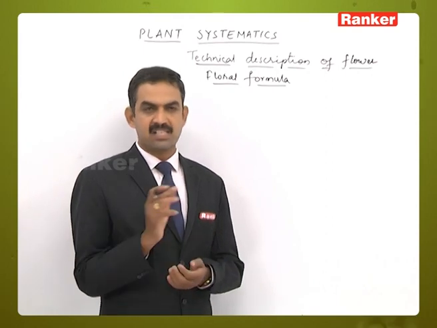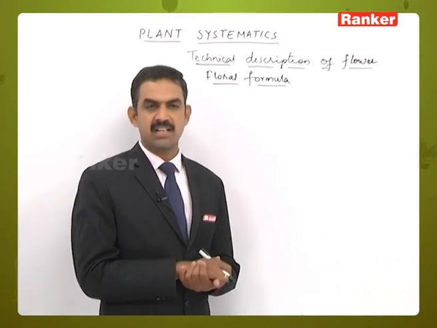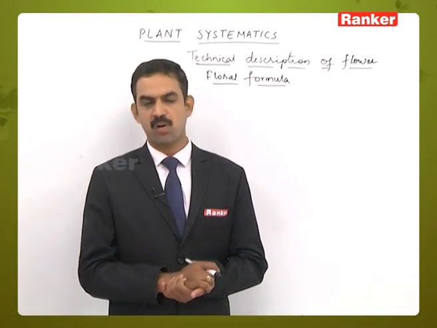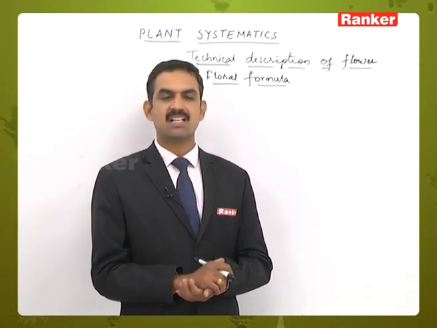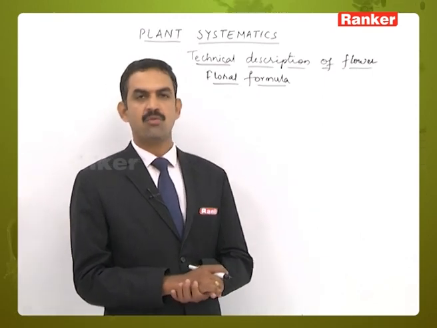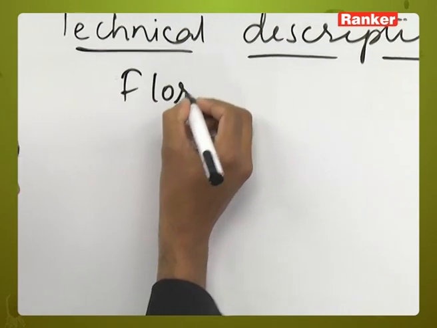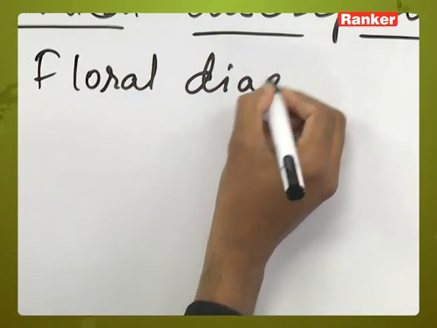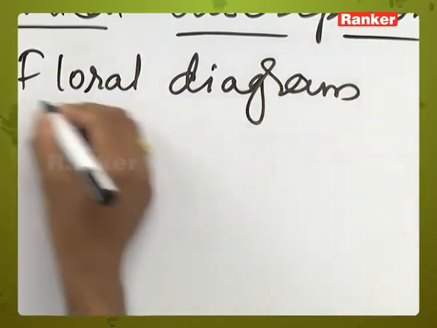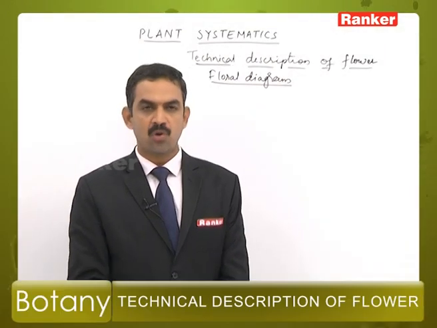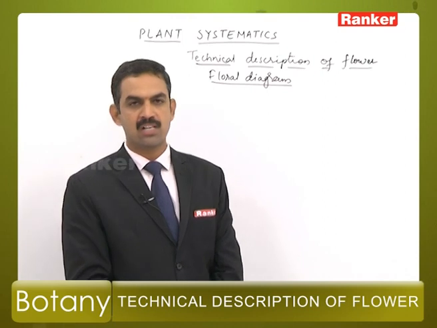And of course, we can say when bract is there, that particular side is the anterior side, but the type of placentation, number of ovules, that type of characters can't be identified in the floral formula. Next one is floral diagram. The diagrammatic representation of the floral characters is called a floral diagram.